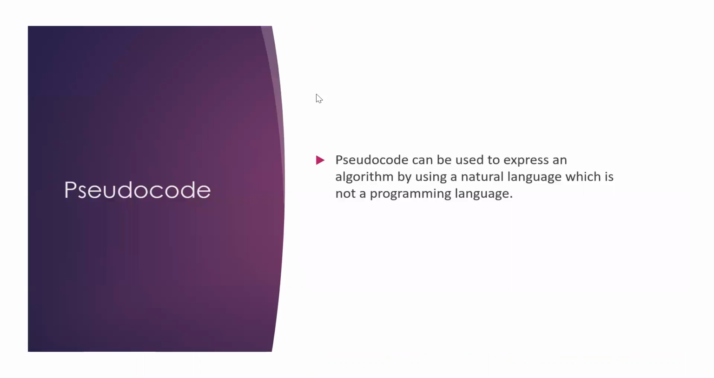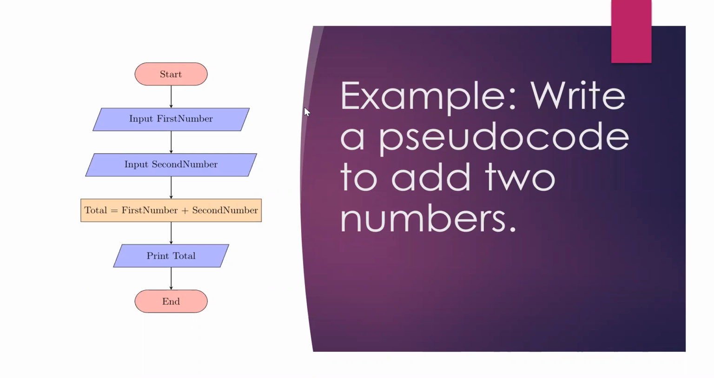We call it pseudocode because we use a language other than a real programming language. Since it's not real, we call it pseudocode. Right now, what we have done is we have first looked at this. Given this flow chart, can you tell me the steps to convert this to pseudocode?